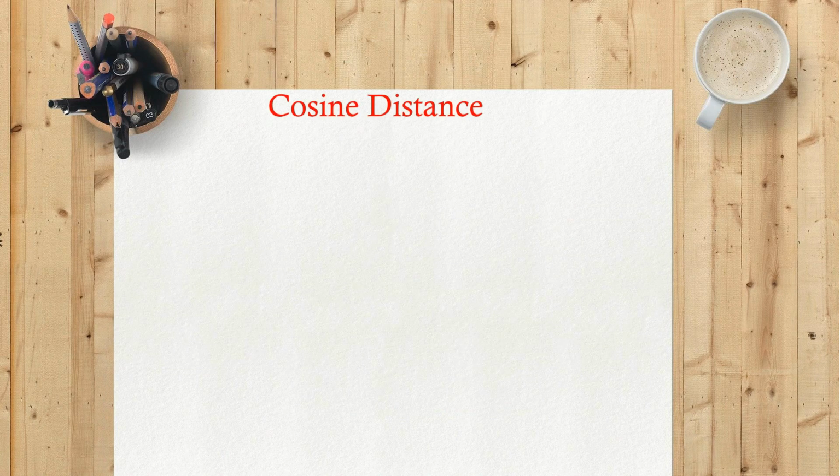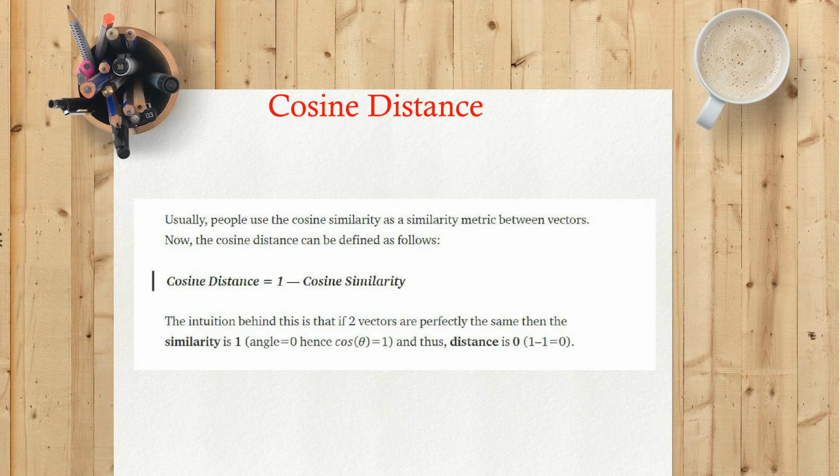Cosine distance. Usually, people use the cosine similarity as a similarity metric between vectors. Now, the cosine distance can be defined as follows. Cosine distance equals 1 minus cosine similarity. The intuition behind this is that if two vectors are perfectly the same, then the similarity is 1, angle equals 0, hence cos theta equals 1, and thus distance is 0, 1 minus 1 equals 0.